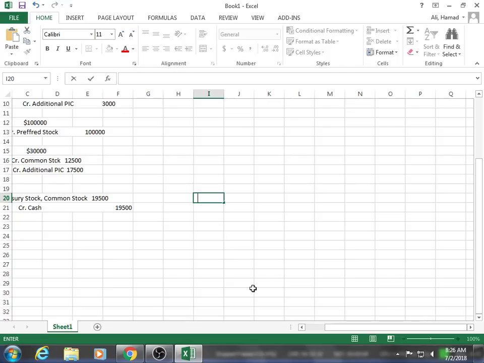9%. Remember the formula for the preferred dividends? What does it say? Number of preferred shares outstanding times the par value per share times the percentage given. Yes. That will give you the dividends for 1 year.